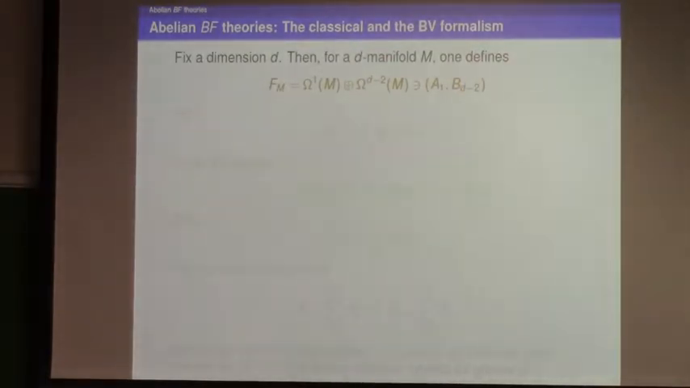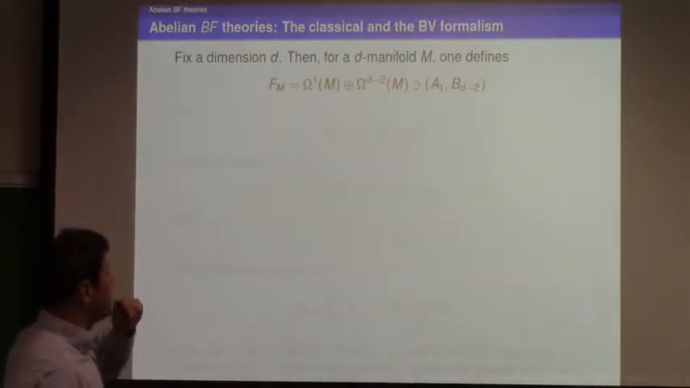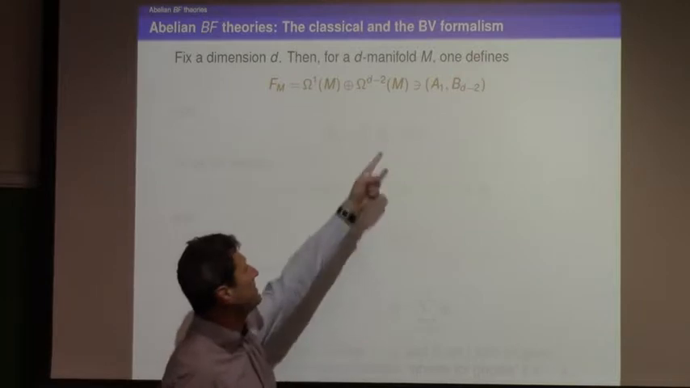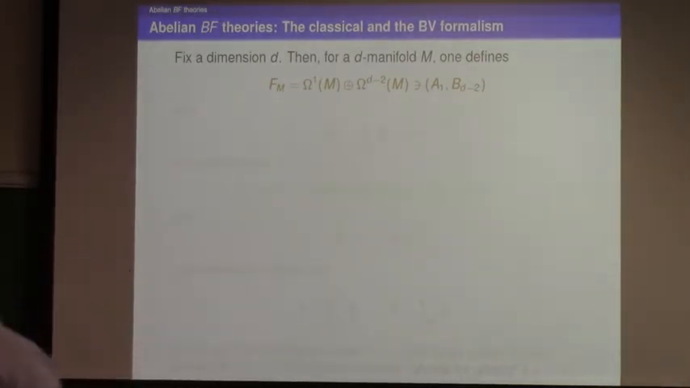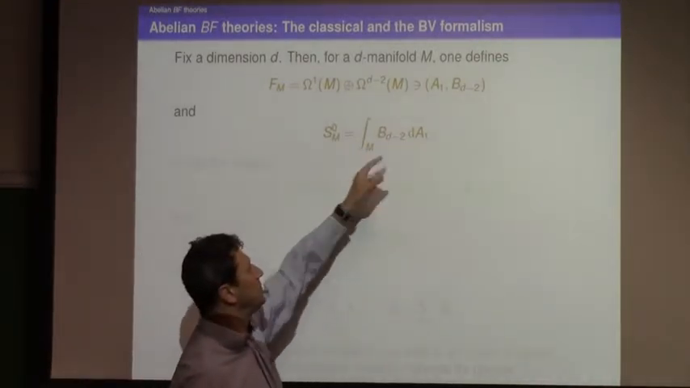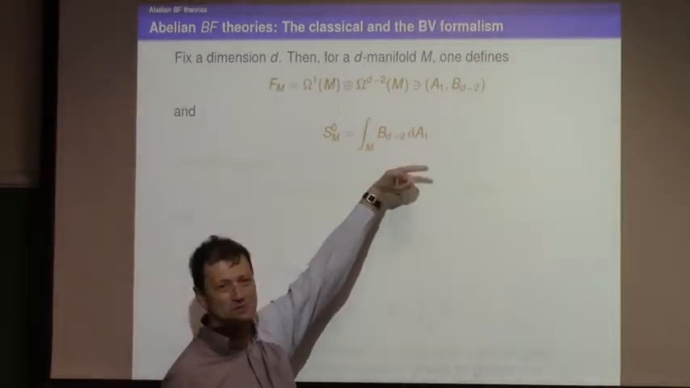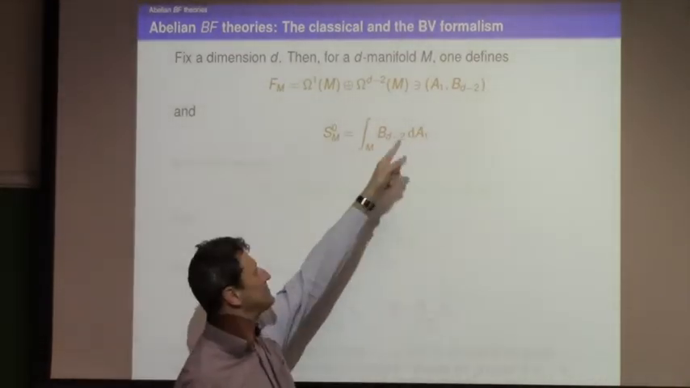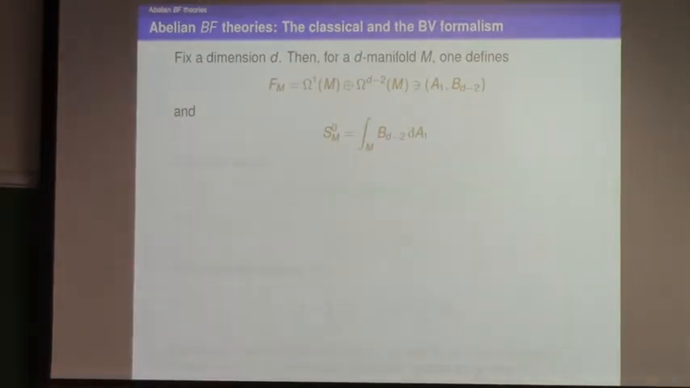So the example is the following classical theory. This classical theory is called abelian BF theory. It has two fields. One field is a 1-form A, and the other field is a D minus 2 form B. And the action is just the integral of B dA, where D is the dimension of the manifold. It's called BF because dA is the curvature. You should think of dA as the curvature of A, which is usually denoted by F. So this will be B times F. So this is a silly name, but this is it.